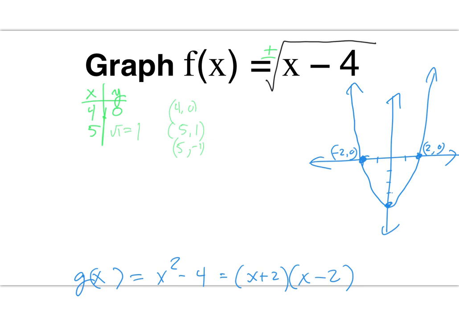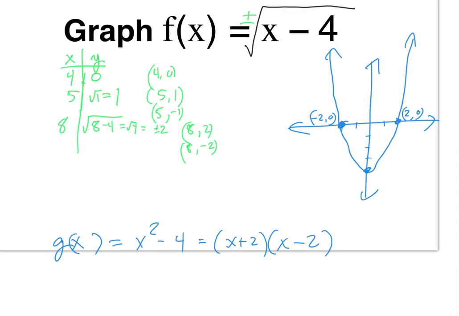All right. The next number I'm going to choose is 8. You might say, well, why? Square root of 8 minus 4 is the square root of 4. And I know the square root of 4 is plus or minus 2. So I'm going to have 8 comma 2, 8 comma negative 2.